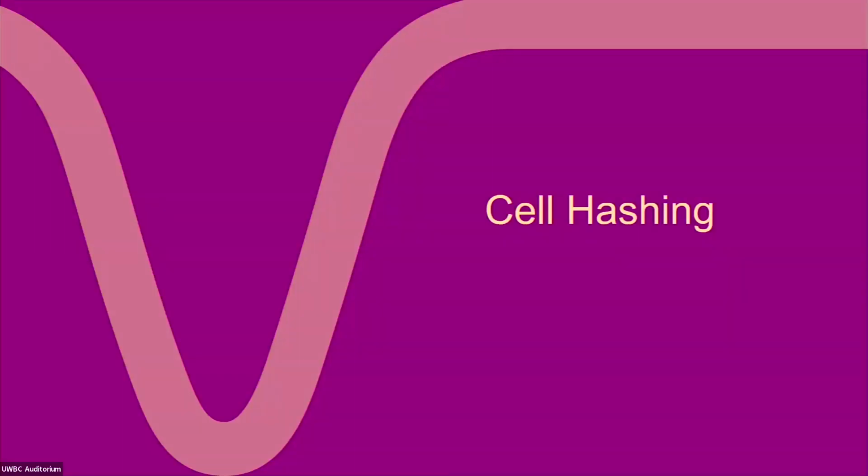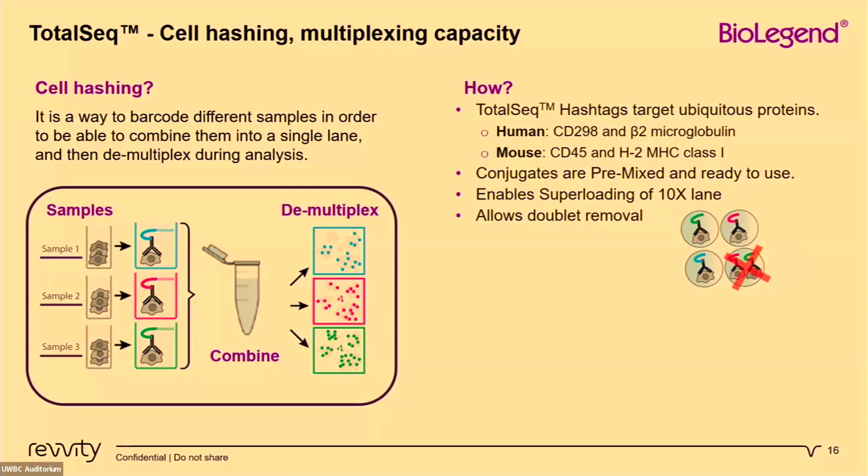Okay, so now I will talk a little bit about cell hashing. So what is cell hashing? This is a way to barcode different samples in order to combine them into a single capture lane, for 10x, and then demultiplex them during your analysis. In this case, just as an example, we can have 3 different samples. We use 3 different hashtag oligos, HTOs. In this case, they're blue, pink, and green. Once they are labeled and washed so that we have individually labeled samples, they can be combined, captured, and then demultiplexed later on in your data analysis.